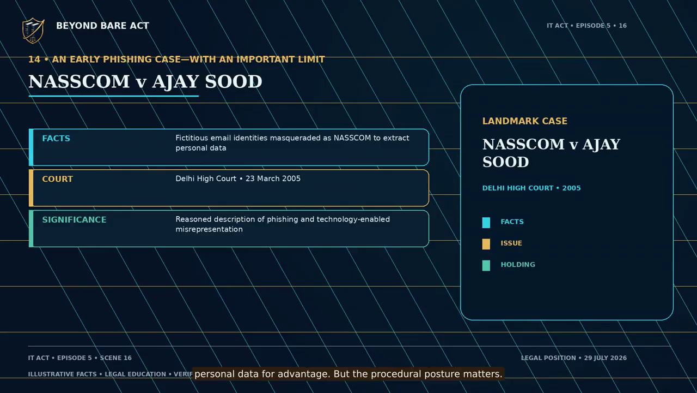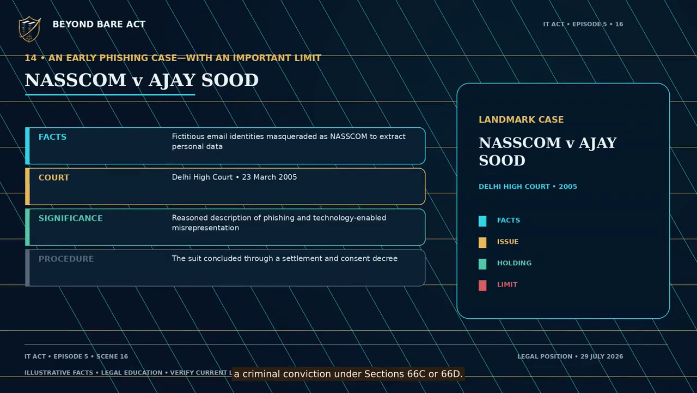But the procedural posture matters. The parties filed a compromise. The court accepted the settlement and passed a consent decree. This was a civil action involving injunction, misuse of identity, and related relief, not a criminal conviction under Section 66C or 66D. Those sections were inserted later by the Information Technology Amendment Act, 2008, and came into force in 2009.